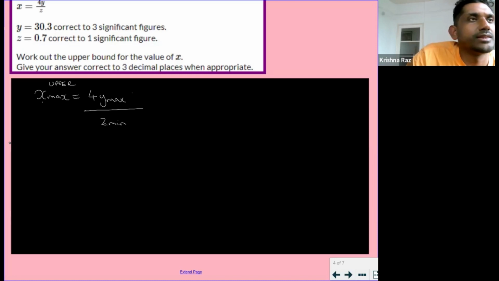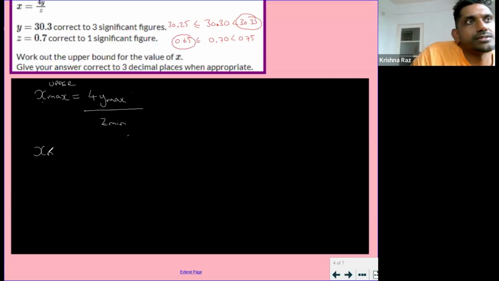Next thing I'm going to do is write the inequalities out to make it easy for myself. So I've got 30.3. I'm going to stick the extra 0 in. I just have to go 5 more. 30.35. 5 less than 30 is 30.25. I've got 0.7, stick the extra digit. So I'm going to have a 0.75 and a 0.65. This question I need Y max, which is there, and I need Z min, which is there.